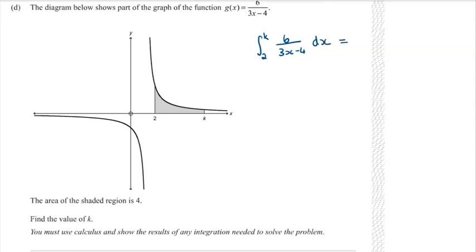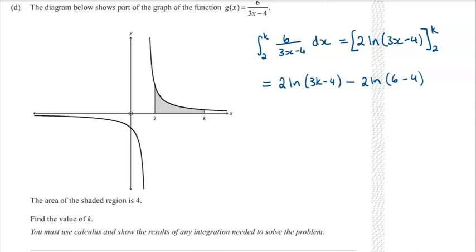Okay, so this will, let's take a look. So this will be 2 times the natural log of the bottom, 3x minus 4. If we integrate that between 2 and k, we'll get the area, and then we can set that equal to 4 to work out what k is. So this now becomes 2 log 3k minus 4 minus 2 log of 6 minus 4, and we're told that that will be equal to 4. So I'm just going to work through what that means for k now.